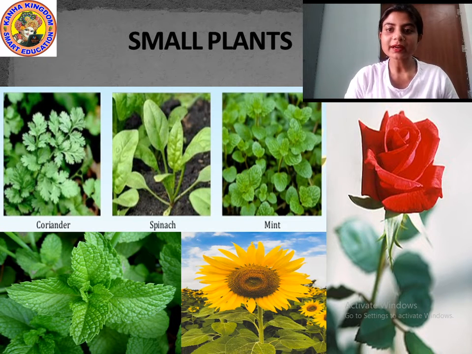Then students, what are the small plants? Like coriander, spinach, mint, sunflower, rose plant. These are small plants. Understood?